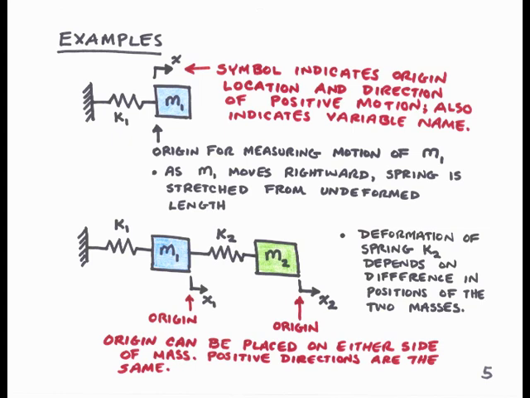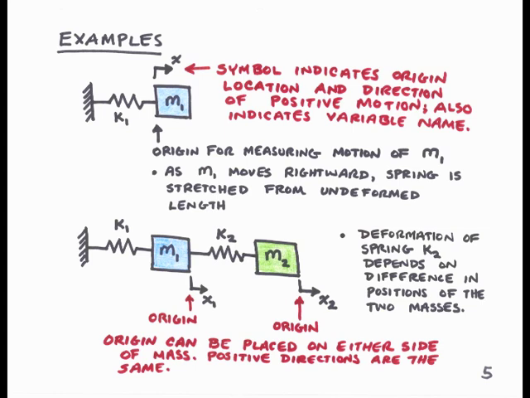Let's look at some examples of setting up our origin and positive direction. In the first example, we have a single mass system with a single spring attached to a wall. We have the arrow symbol with the notation x, indicating the variable's name for the deflection of mass m1, the positive direction, and the location of the origin.